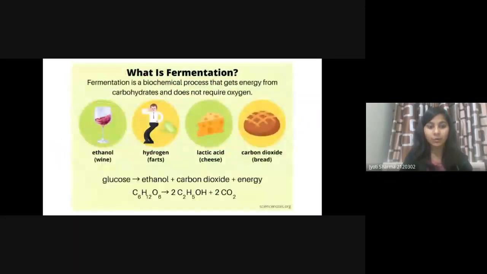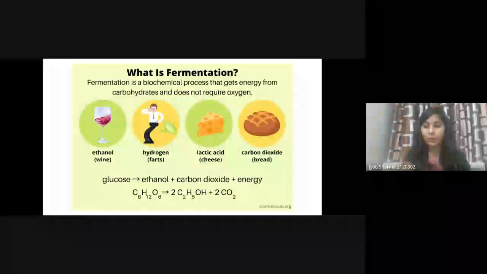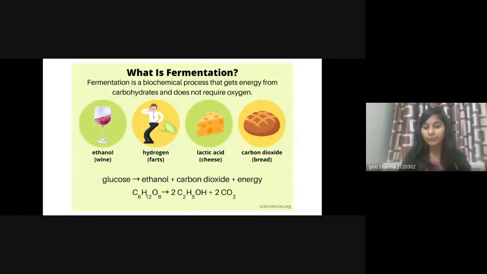And there are some roles of fermentation in our life. For example, whenever you are talking about wine or some kind of drink, this is the product of fermentation of sugar cane, let's say, that will give you whiskey or some other type of drink. Okay, then lactic acid or carbon dioxide, like if you are using baking soda, that will give you the bread. So here we have the process that is fermentation.